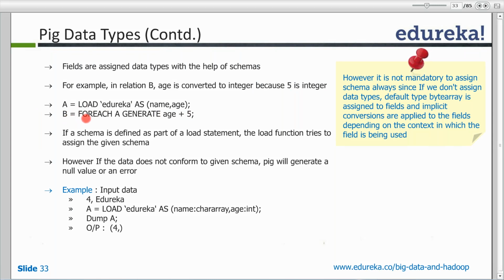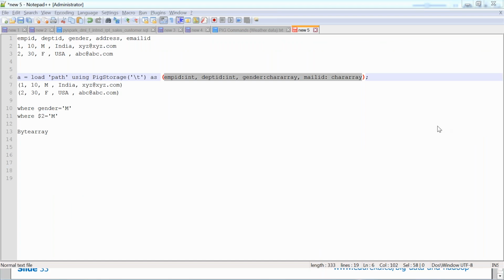Now what you're doing is, for every row inside your A, you're generating some values, and you're adding a number to this age. So if a schema is defined as part of the load statement, the load function tries to assign the given schema. But now the best part is, this is always the case with your big data tools. We are discussing Pig, correct? But whenever we start with other tools like Hive, Spark, anything and everything in your entire Hadoop world, this is not tied to schema.